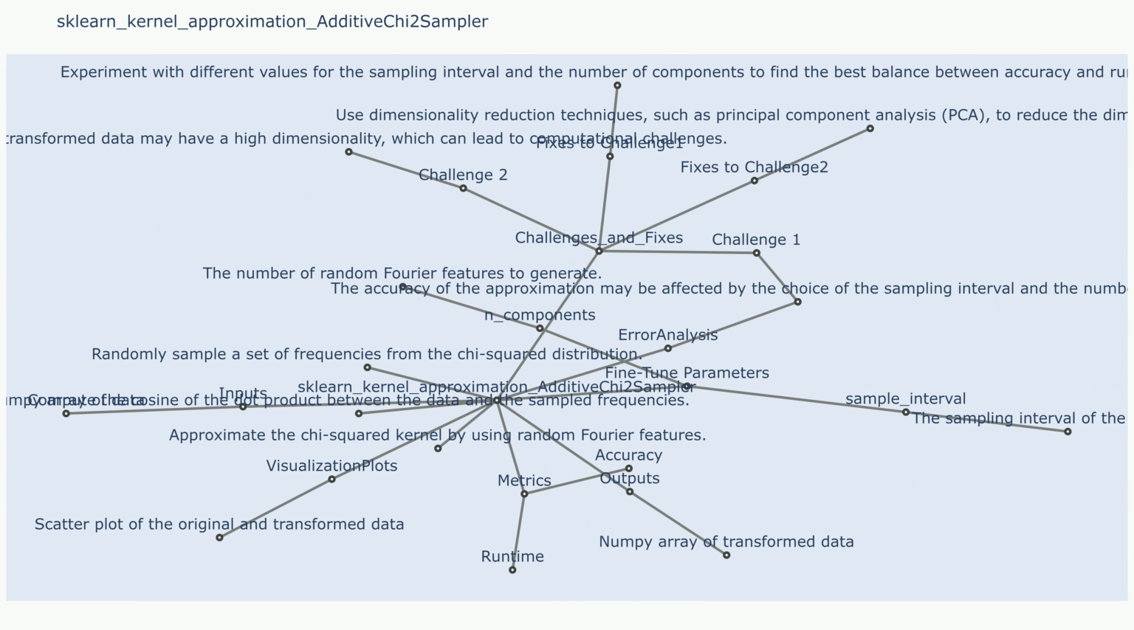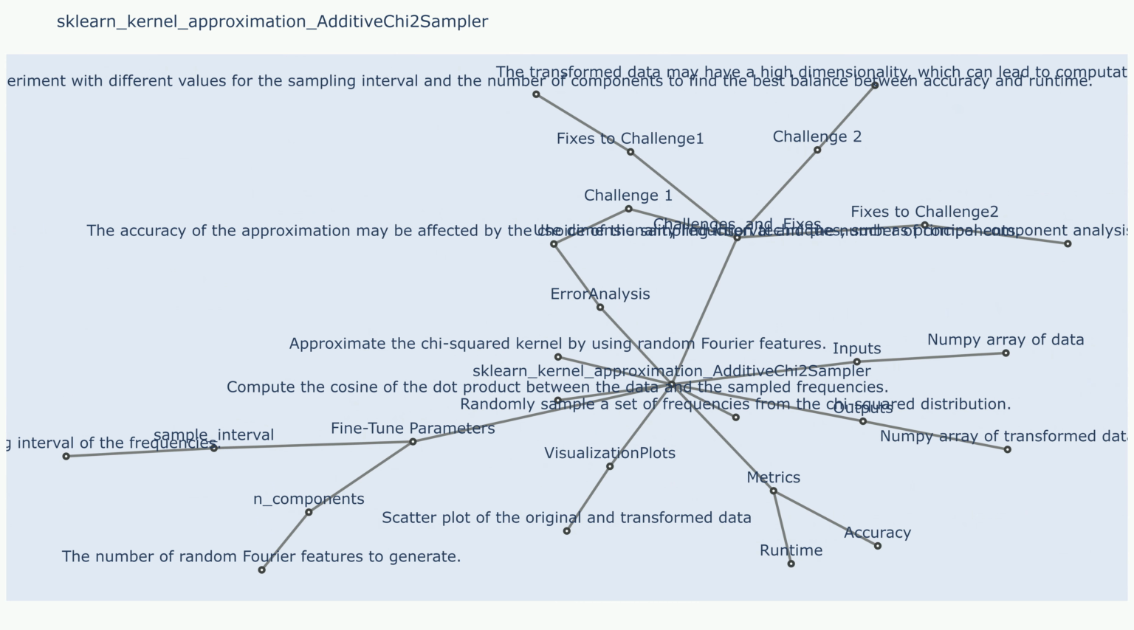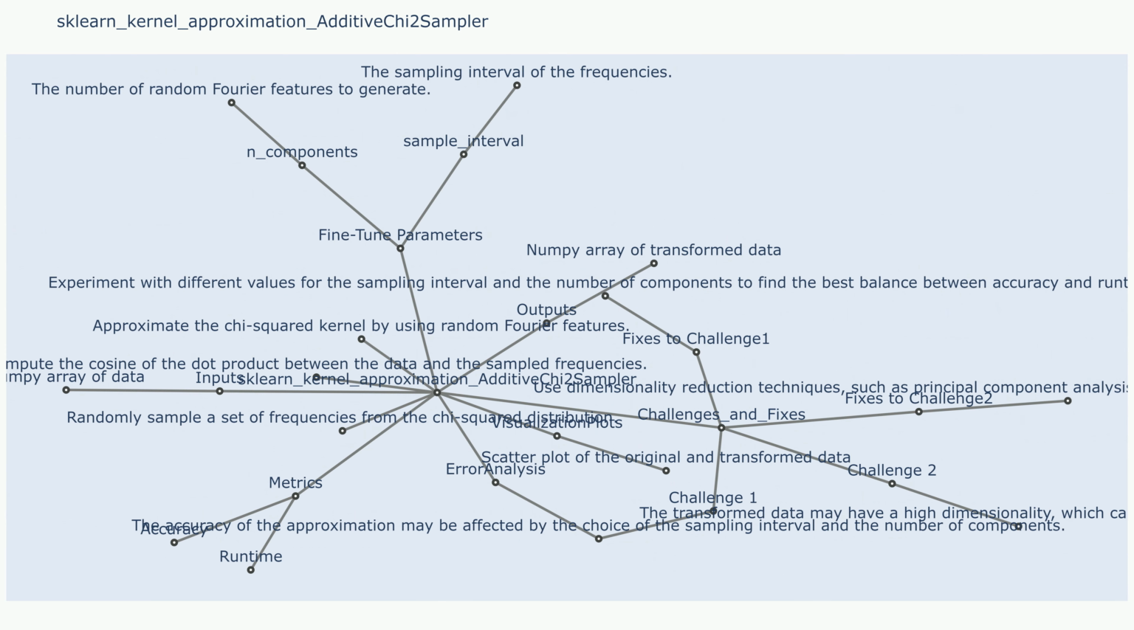Challenge 2: handling high-dimensional data. Sample use case that resulted in challenge 2: the runtime of the approximation can become prohibitively long for very high-dimensional data. Fixes to challenge 2: consider dimensionality reduction techniques such as PCA or feature selection. Before applying the approximation, investigate alternative kernel approximation methods that are more efficient for high-dimensional data.